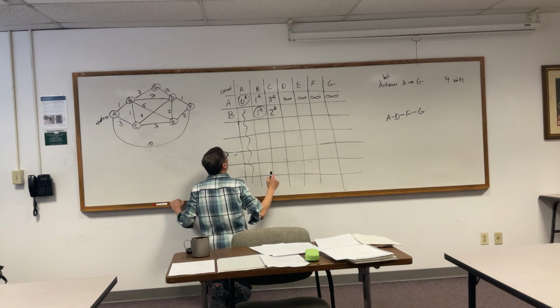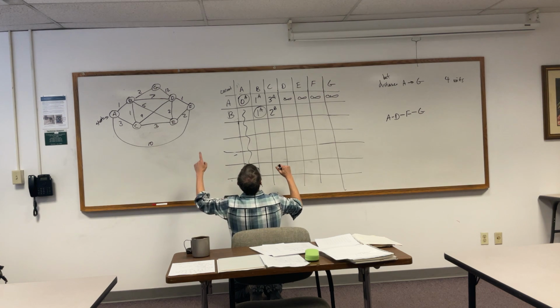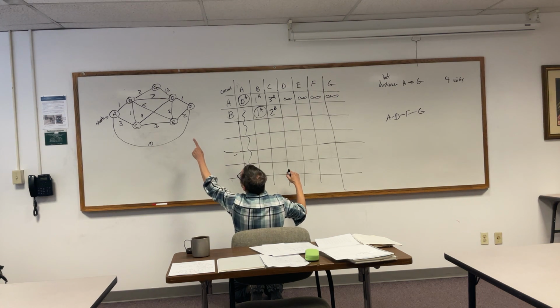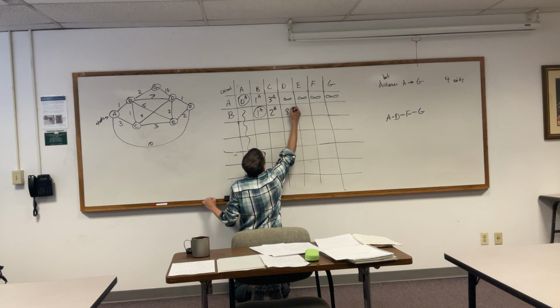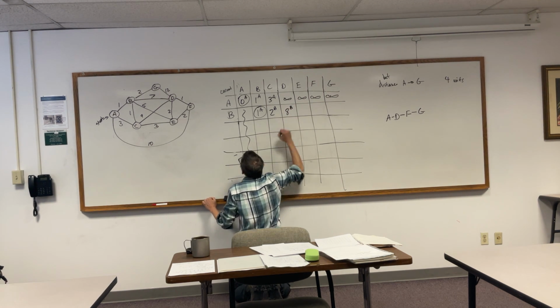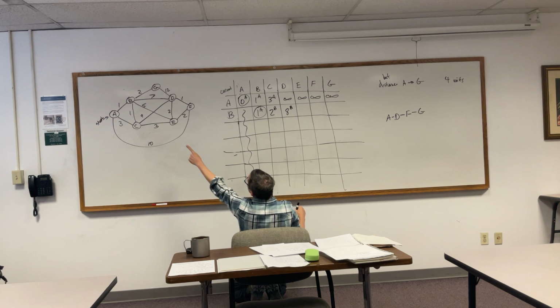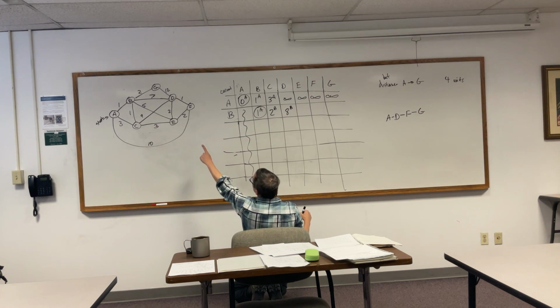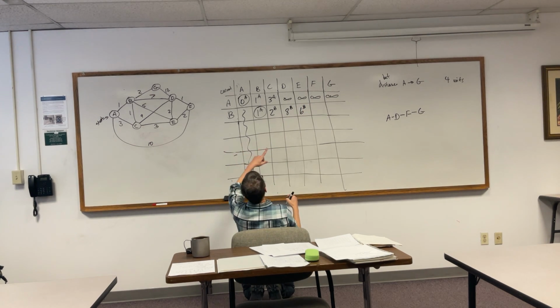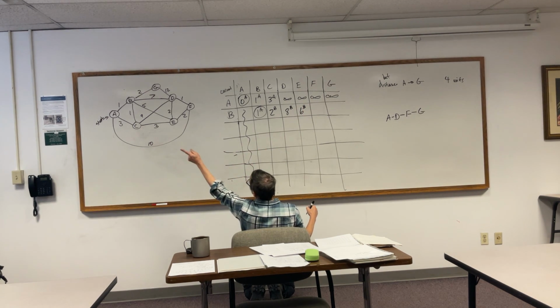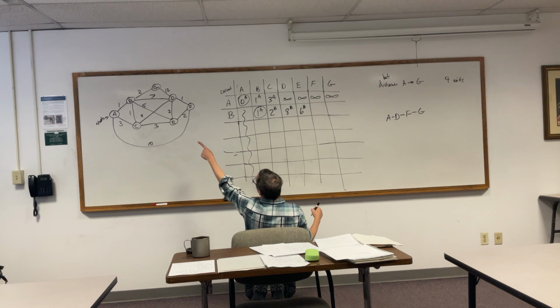So, B to D is 7, okay. That's it. Oh, and G also, right? Yeah.